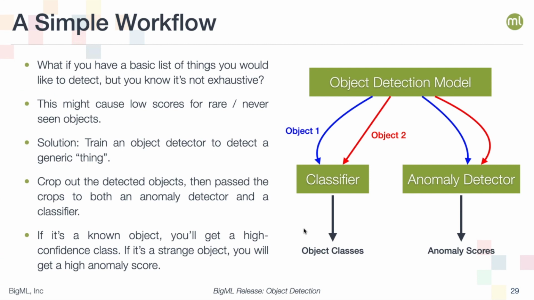Often in machine learning problems, you don't have something so straightforward as you put in an image, it tells you the objects, and then you're done, able to consume those object predictions with no further work. This sometimes isn't true. Sometimes you have problems that are a bit more complex. For example, suppose you have a basic list of things you'd like to detect, but you know that list isn't exhaustive. A good example of this is if you're doing monitoring of a highway.